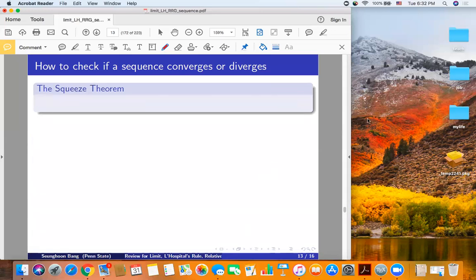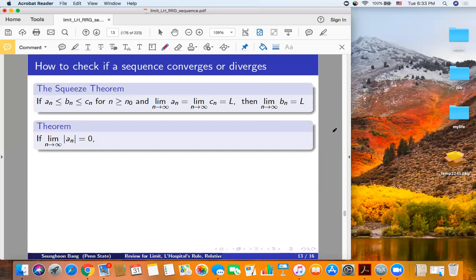Sometimes we use the squeeze theorem. If bn is between an and cn for n greater than or equal to n0, and the limit of an and the limit of cn are both L, then the limit of bn is also L. This is a theorem. If the limit of the absolute value of an is 0, then automatically the limit of an is equal to 0. This is the squeeze theorem. I'm going to give one example.